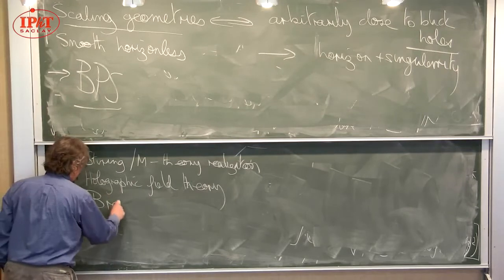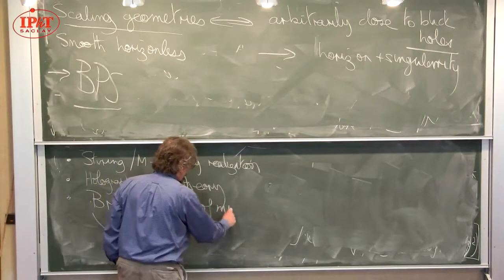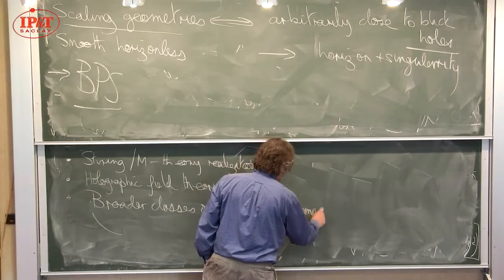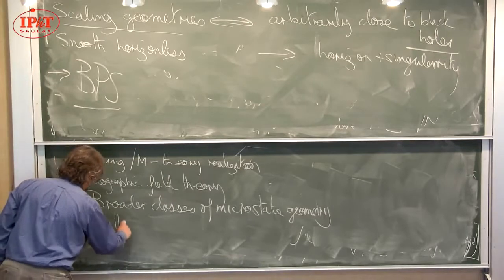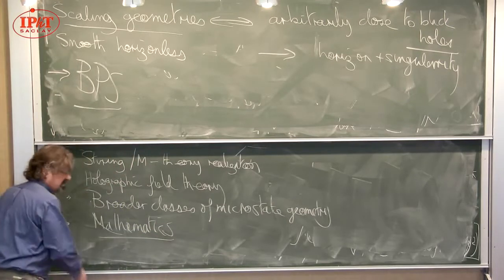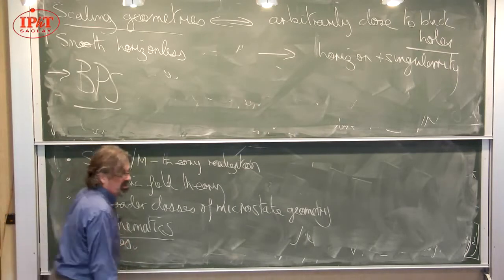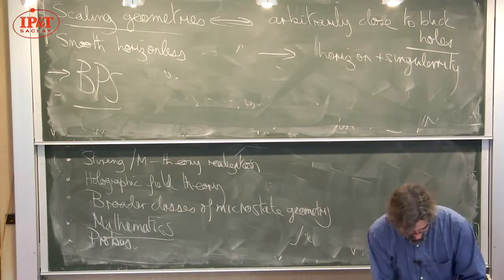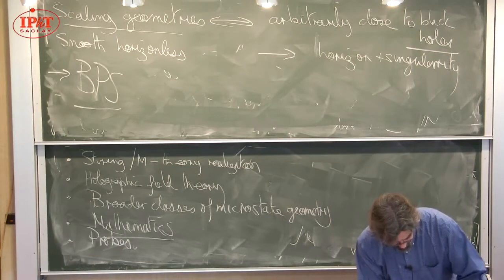Broader classes of microstate geometry. For simplicity, I've stayed entirely in five dimensions. But because we want to embed these in larger dimensions, there's also some really interesting mathematics that underlies this. Now the topic is probes. I'm probing these things. I think I will say something about that before we finish. There's the math, the underlying structure, broader classes, probing, and so forth. I think that'll do it.